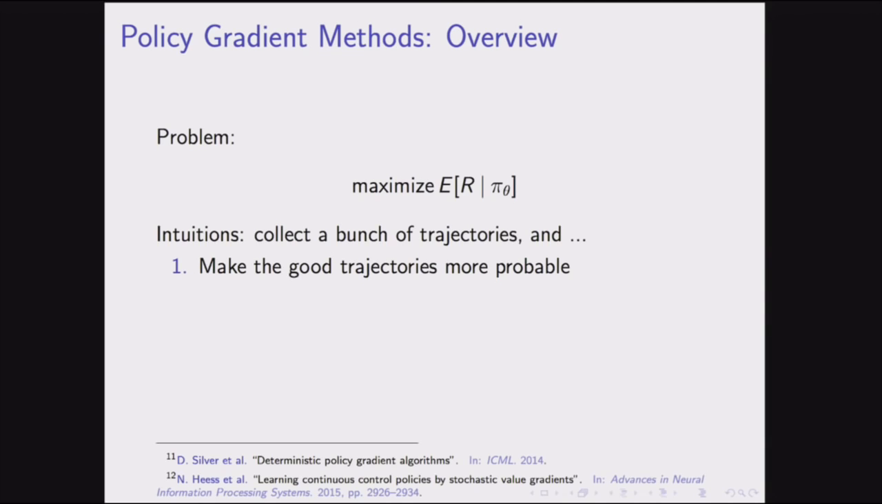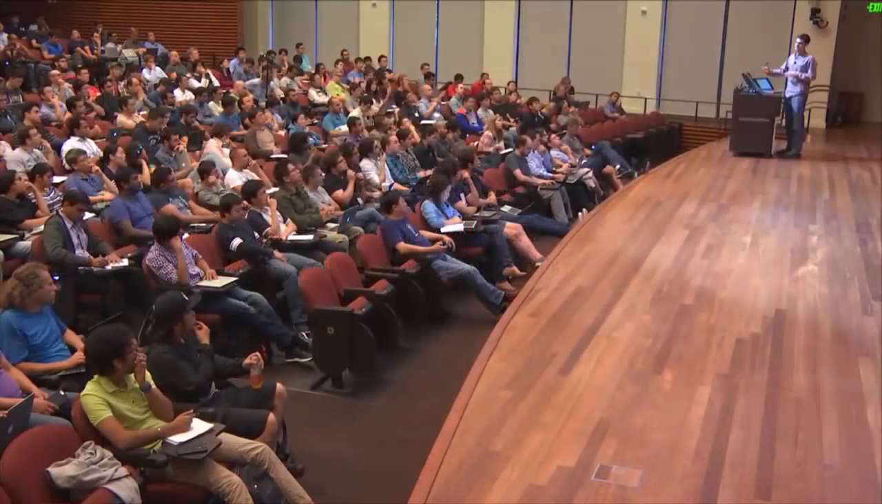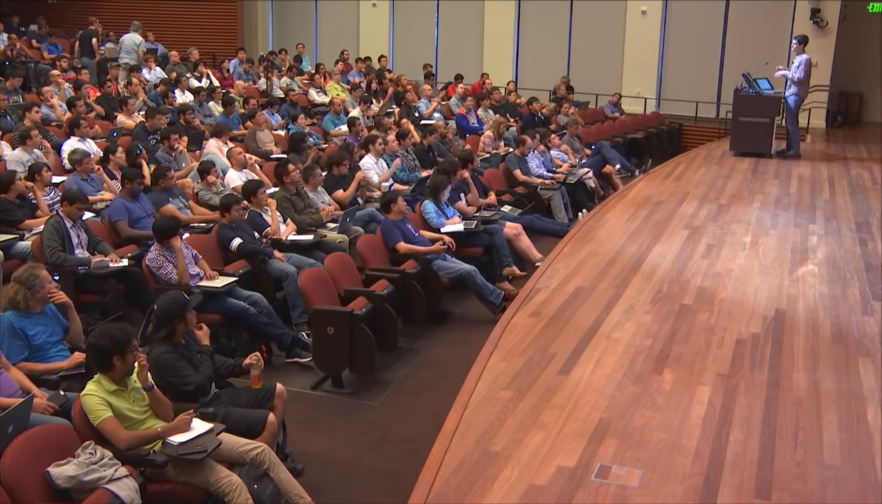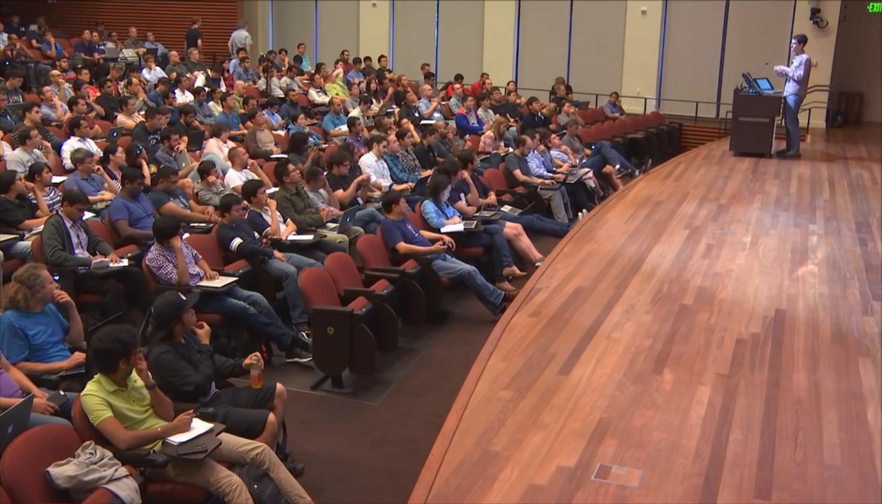And then we want to make the good trajectories more probable. Some of the trajectories were lucky and they were really good. Some of them, the agent was unlucky and they were bad. And the ones that were good, meaning there was high reward, that means the agent probably took good actions there. So we want to increase the probability of the actions from those trajectories.